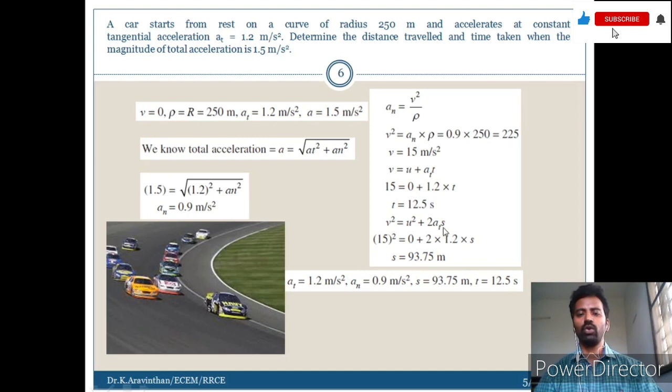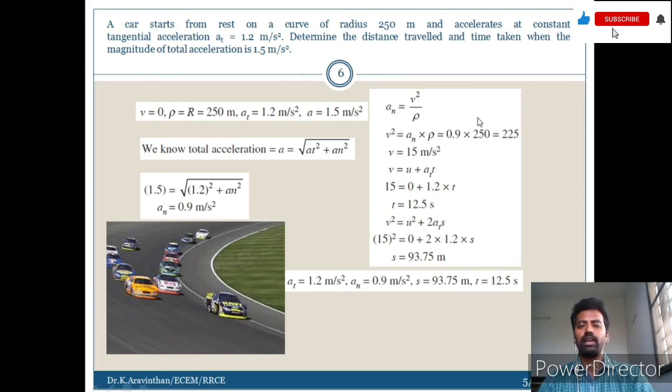But in order to know the other component, the velocity, how to find the component of velocity, we have to use an additional equation. So an can also be represented as v square divided by rho. If we need v, that is velocity, we know an is 0.9 meter per second square and the radius of curvature is 250. Now if you multiply this, you will be getting 225. If you root that, you will be getting the v value, that is 15 meter per second.